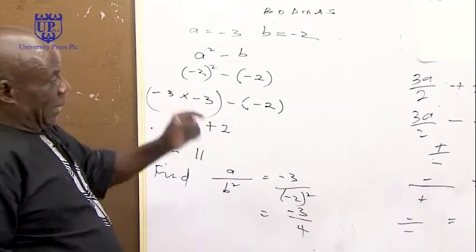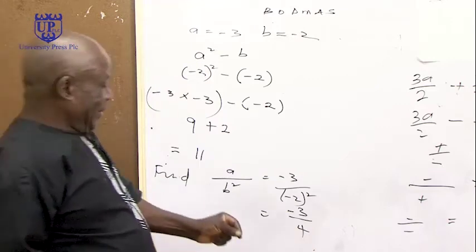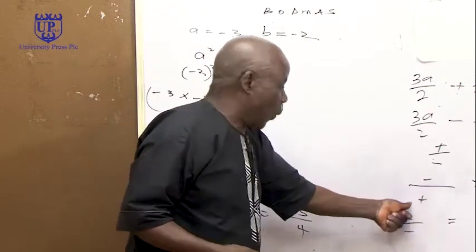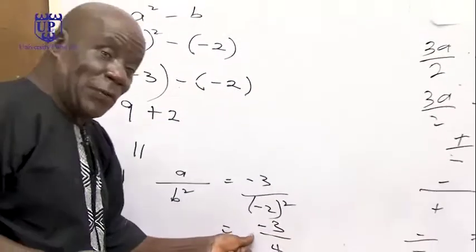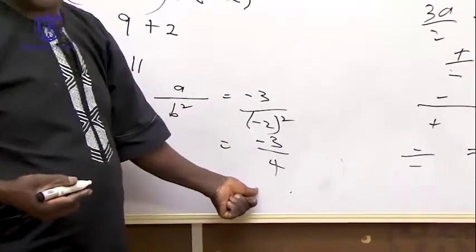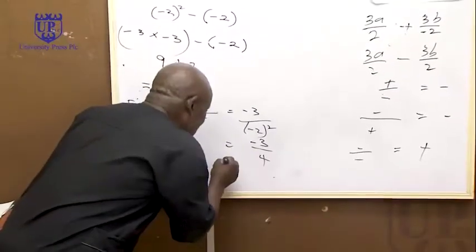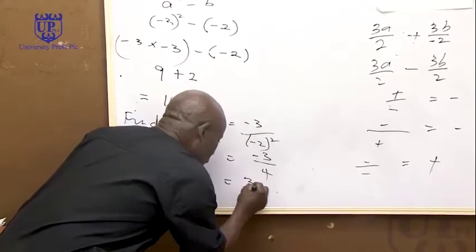You know, I was saying earlier that negative divided by positive must be a negative number. This is a negative number. This is a positive number. So the answer must be negative. So this one is minus 3 over 4.